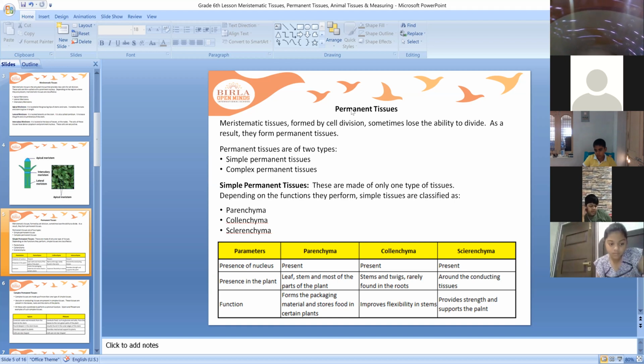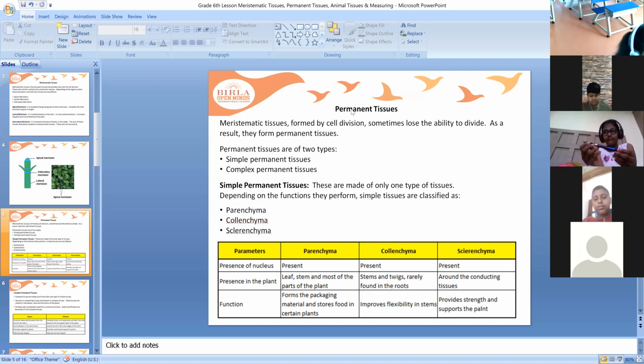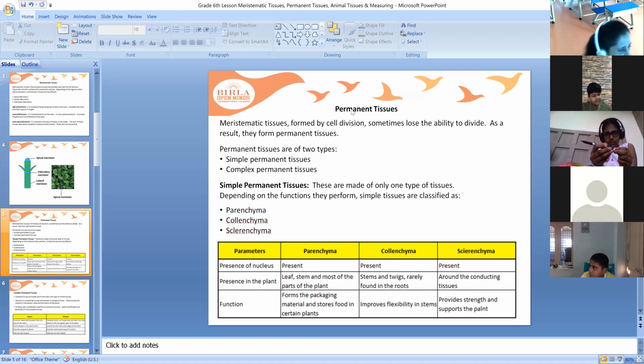Parenchyma, collenchyma, and sclerenchyma. Please join again if you can't see the screen. I'll admit you.